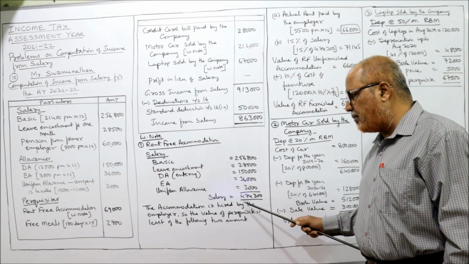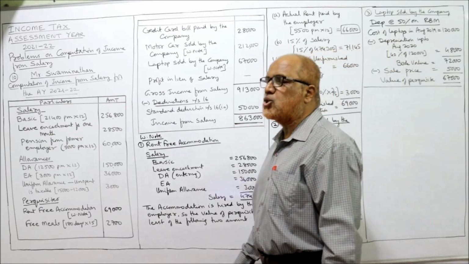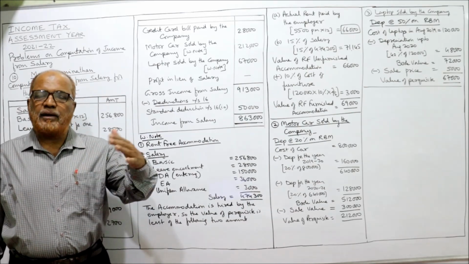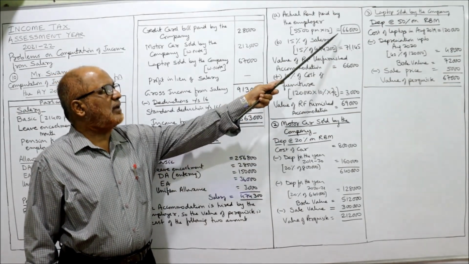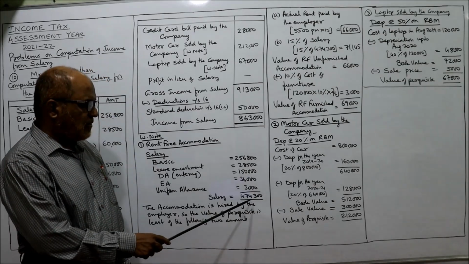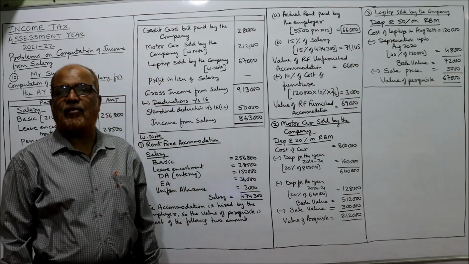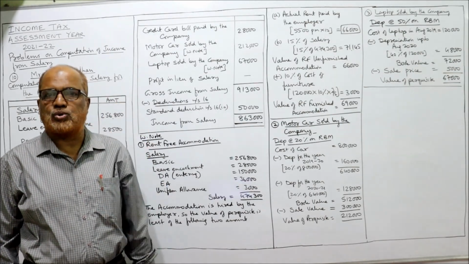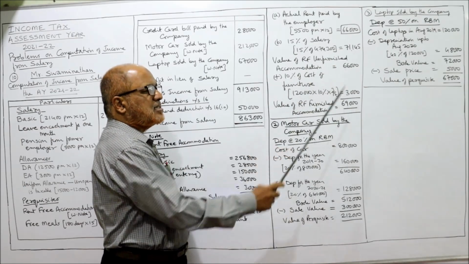The accommodation is hired by the employer, so the value of the perquisite is the least of the following two amounts. The first one is actual rent paid by the employer. In the problem it is given that the rent paid by the employer is 5,500 per month. So 5,500 per month into 12, 66,000. Second, 15% of salary. Salary means 4,74,300. So 15% of 4,74,300 is 71,145. The lower of these two amounts is the value of unfurnished house. The lower is 66,000. So the value of rent-free unfurnished accommodation is 66,000.